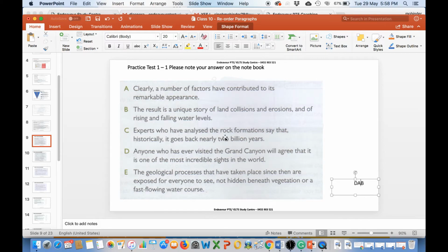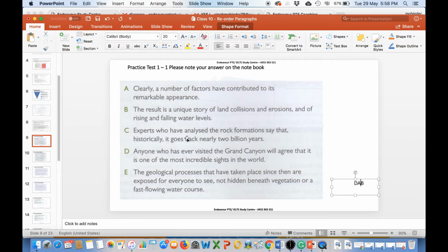Experts who have analyzed the rock formation say that historically it goes back to 2 billion years ago. So we have to look at what goes back to 2 billion years ago. So they are actually talking about the Grand Canyon. So they talked about the incredible sights, then the remarkable appearance.